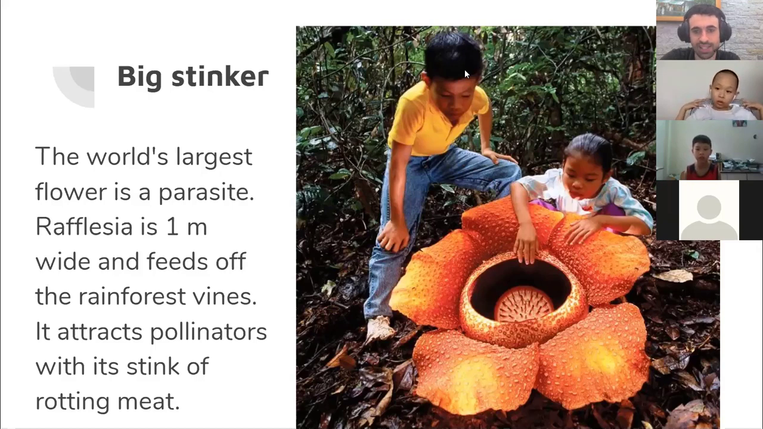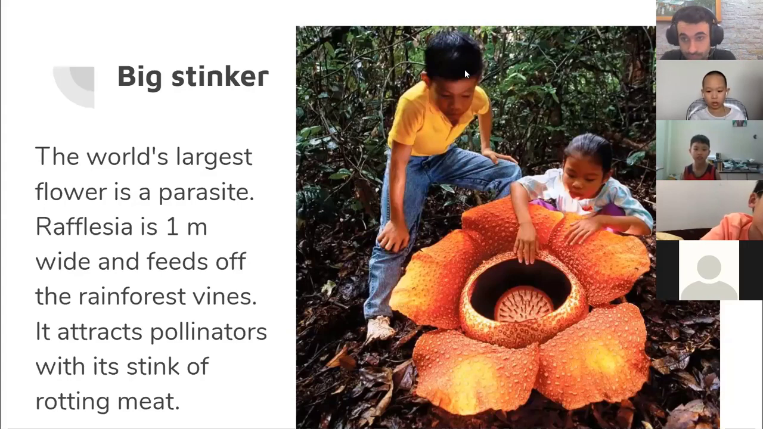Okay, so what is this plant? Roberto, what is this plant? We just read about the big stinker. What type of plant is this? Parasite. Yeah, parasite. Exactly.